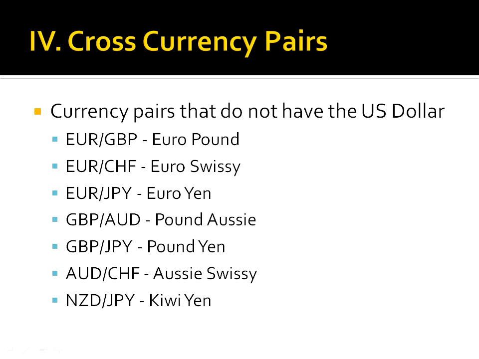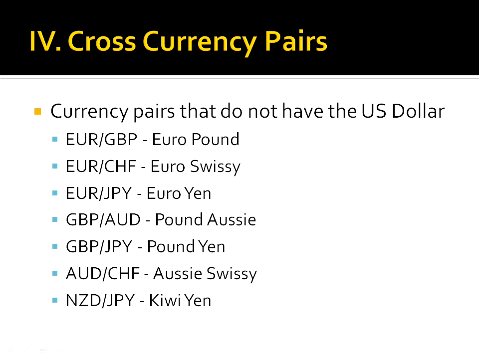Currency pairs that do not have the US dollar are considered cross-currency pairs. The Euro Pound, for example, the Euro Swissy, the Euro Yen, the Pound Aussie, the Pound Yen, the Aussie Swissy, the Kiwi Yen. These are all considered cross-currency pairs because they do not have the US dollar involved.